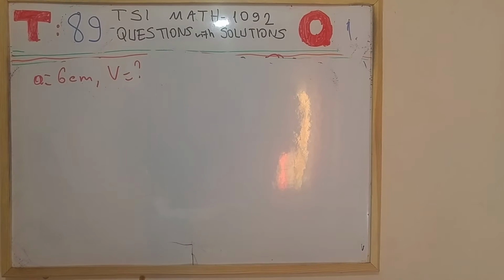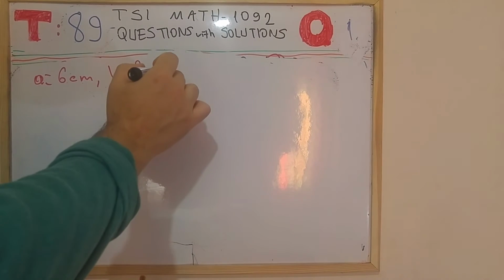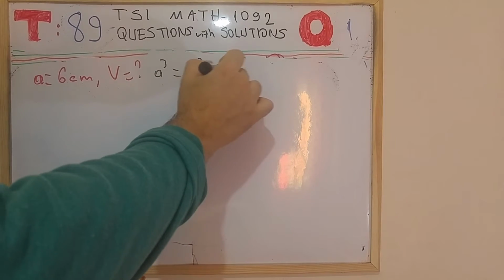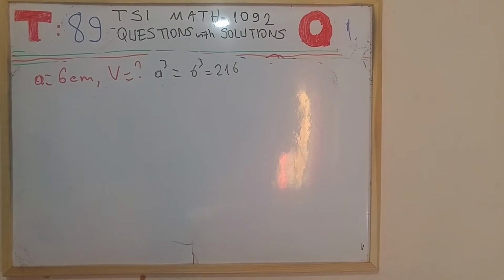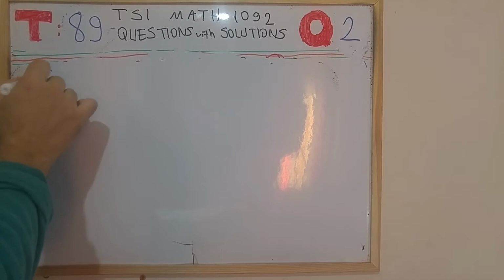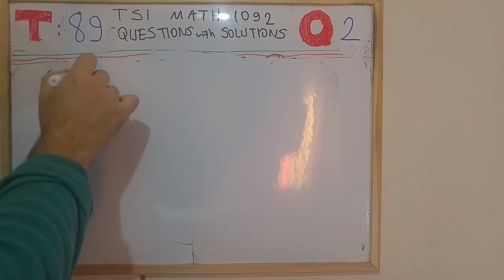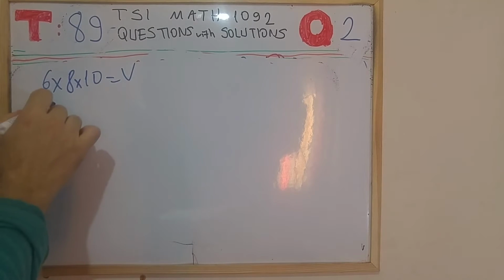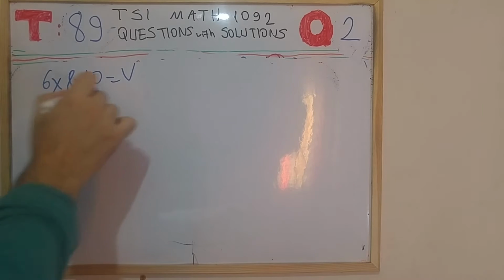One h over cube, and we need to calculate the volume. That is equal to a cube, and this is equal to 6 cubed, which is equal to 216. The three dimensions of the prism are 8, 6 and 10, and the multiplication of these would give us the volume, that is equal to 480.